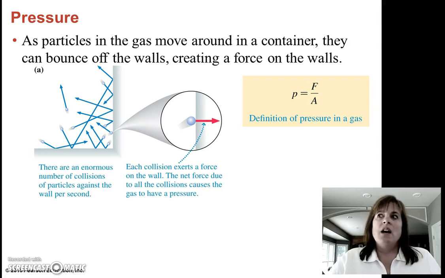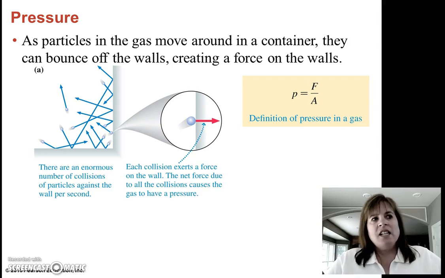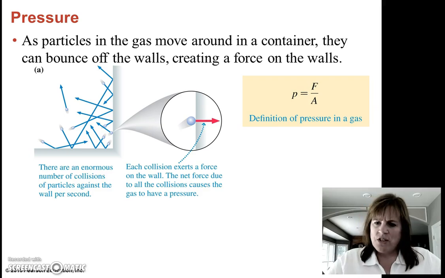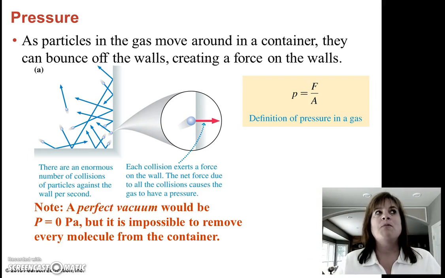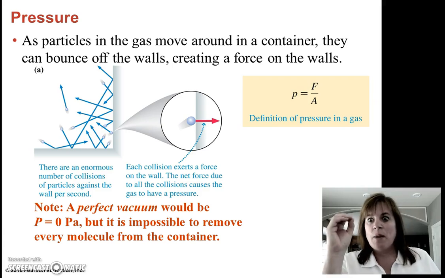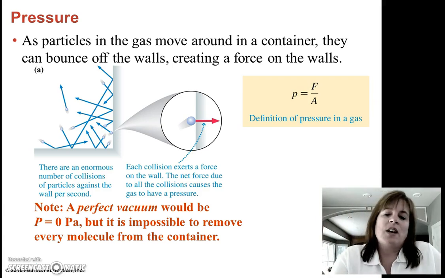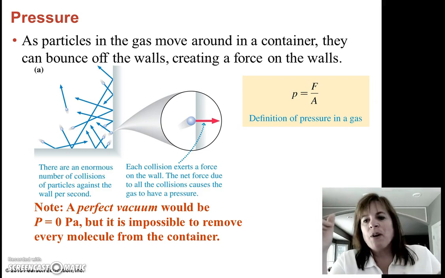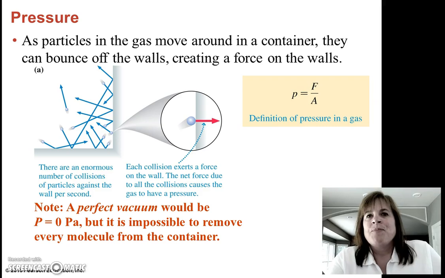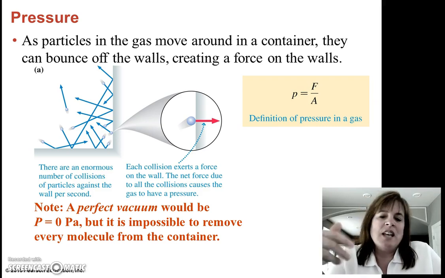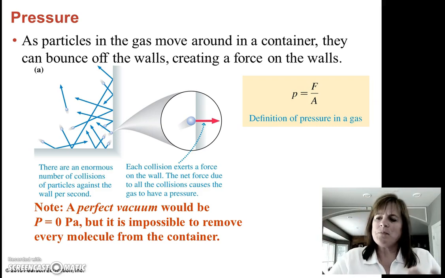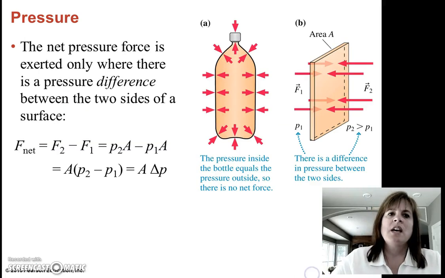Now, that means that in order to have zero pressure, I have to have zero molecules, right? If I could generate a perfect vacuum where the pressure was zero, then I would have to have zero molecules. That's really difficult to achieve. So when we really talk about vacuums, we're talking about imperfect vacuums, vacuums where the pressure is just less than atmospheric pressure.